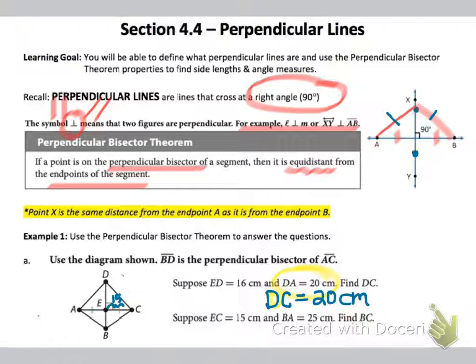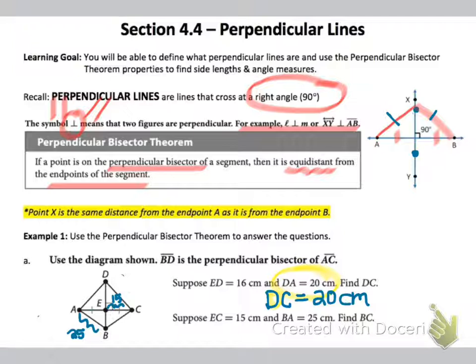And then they said from B to A, so B to A, right here, is 25 centimeters. And they want us to find BC. So BC, first of all, one of the things that they gave us that we really didn't need is we didn't really need to know what EC is.